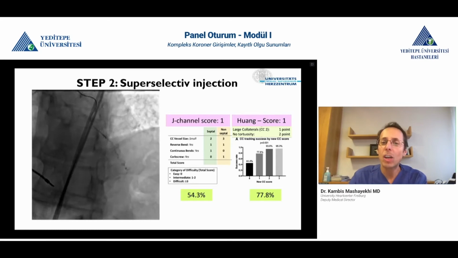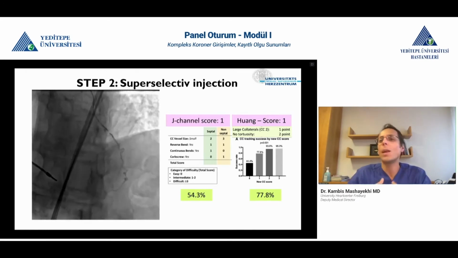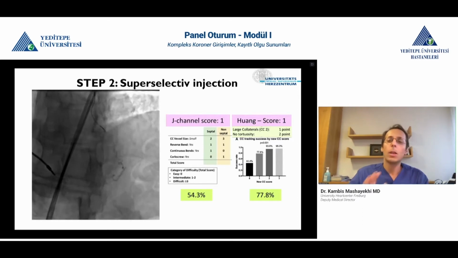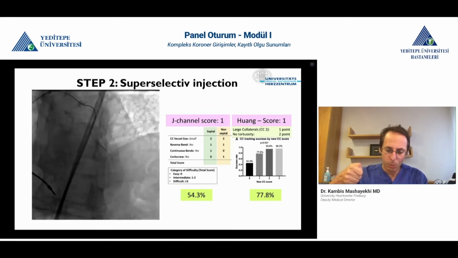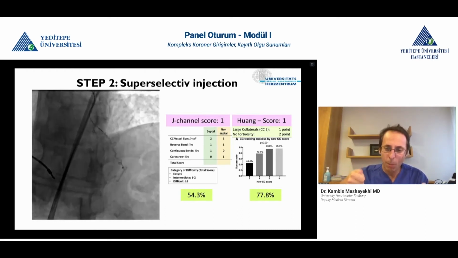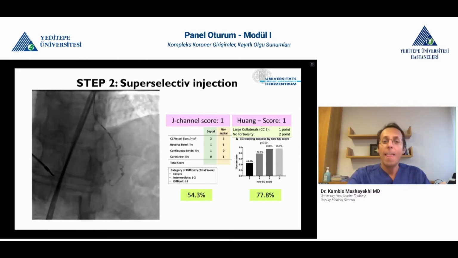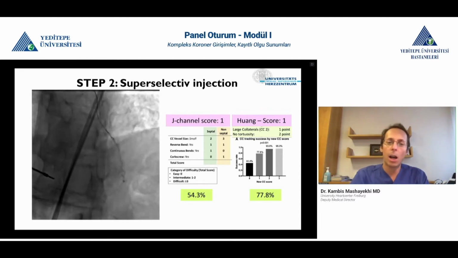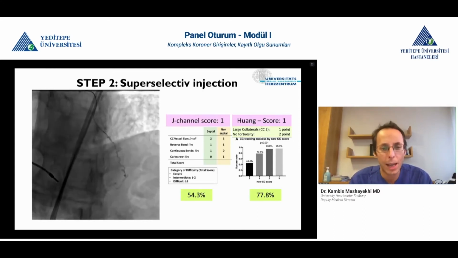So imagine you are somewhere in a side branch of an epicardial and you flush it, you will have a perforation. So therefore, you only flush it if you have a backstream of blood. So we do aspiration. I look if blood is coming back. If blood is not coming back, I never flush. I never give contrast. I go back with my microcatheter until I can see that blood is coming back. Then I give a super selective injection.